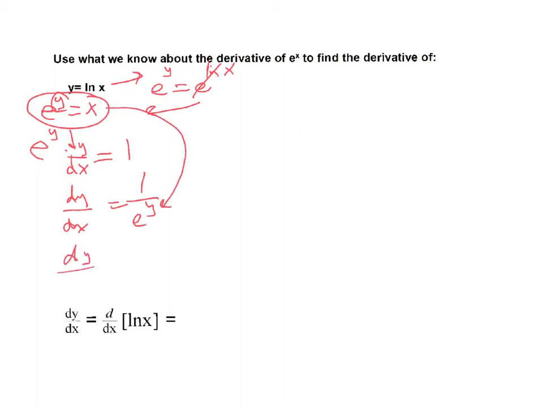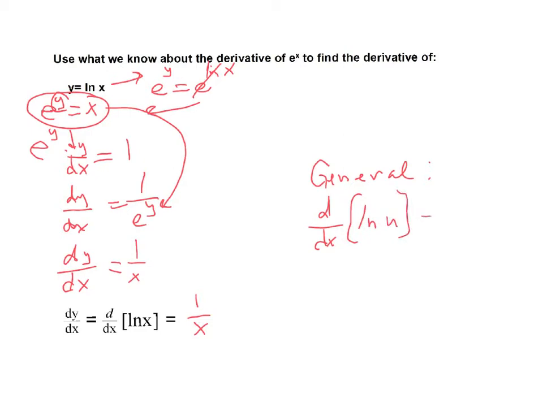The derivative of natural log of x is just 1 over x. Yay. All right, so the derivative of natural log of x is just 1 over x in general. So if you have some crazy thing inside the natural log, the derivative of natural log of u is equal to 1 over u times du dx.